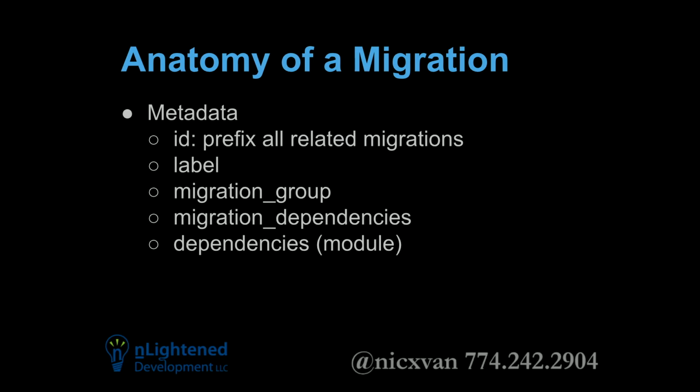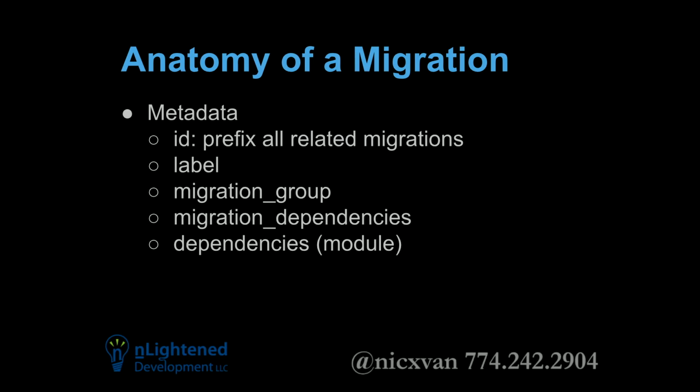Label, I believe, is just a nice name for it. ID is kind of like a machine name for the migration. Label is just like a human-friendly name. Migration group is another type of machine name you can have. It's a way to easily group migrations. So you can create dependencies.